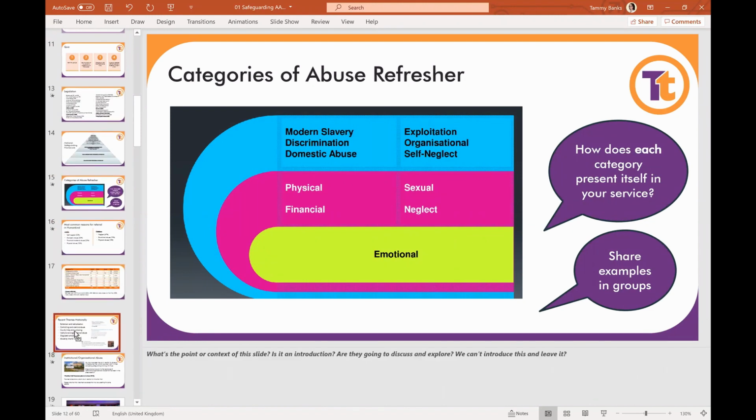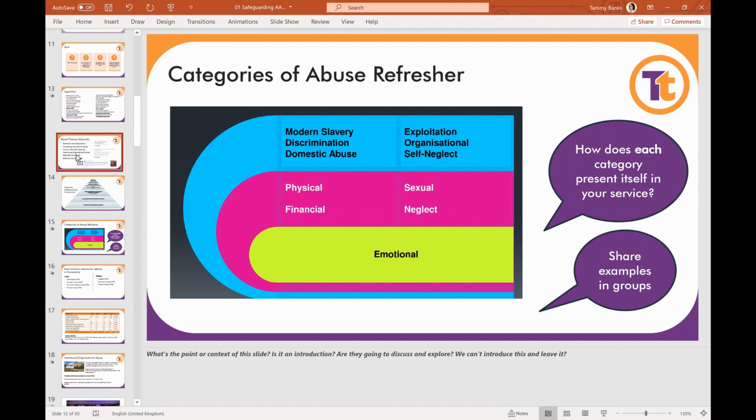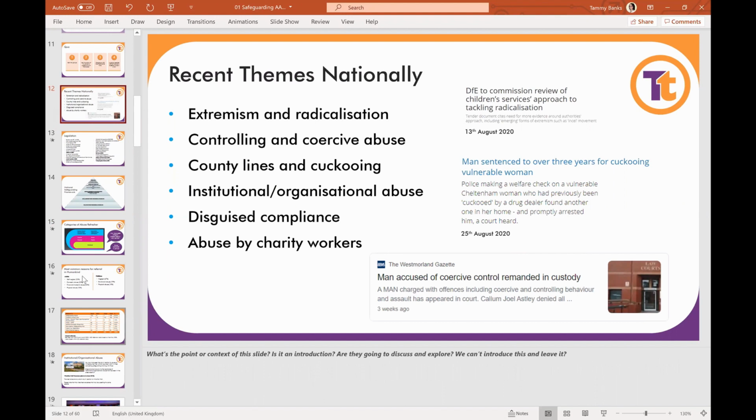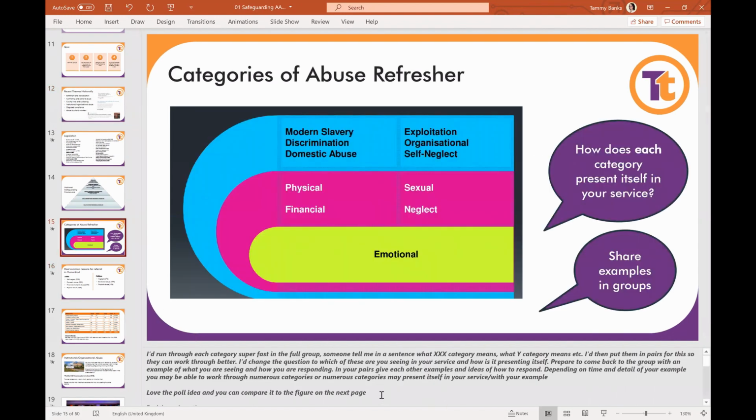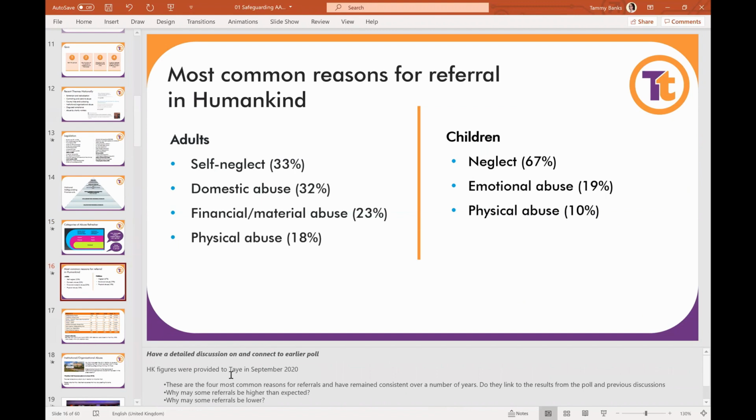Still do the poll as well on that one, yeah? Sorry, I was going to move that, but I won't move that yet. So on the next bit, I love the poll idea, because you can compare it to the figure on the next bit. I think the poll is a great thing to do. And then I think that'd be brilliant when you can compare it here. So I put have a detailed discussion, connect to earlier poll, see if the percentages are similar for them.